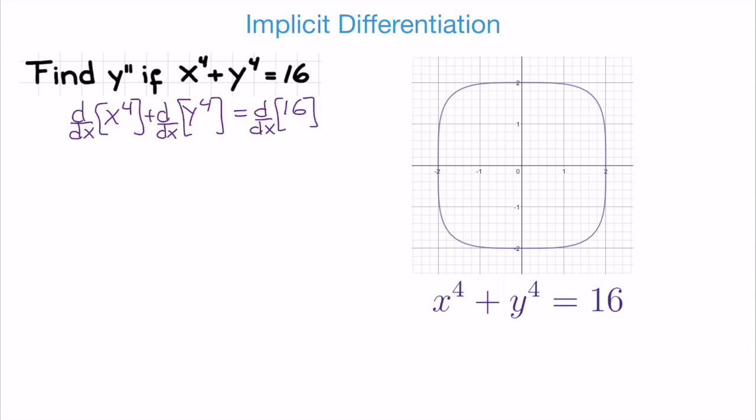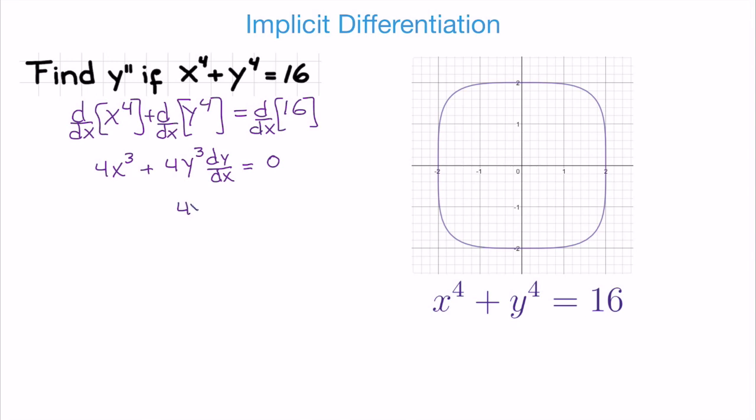The derivative of x to the fourth power is just 4x cubed. There's no y there. The next one is y to the fourth power. That is a composition because y is a function of x. So we do 4y cubed and attach dy/dx, and that equals 0. Derivative of 16 is 0. It's a constant. Then we just solve for dy/dx.